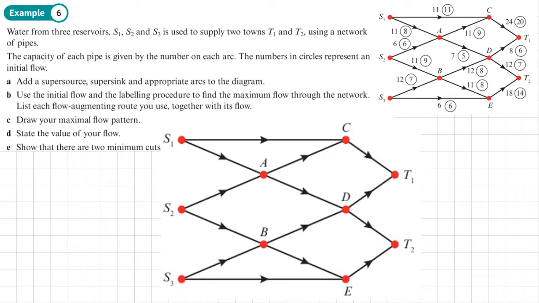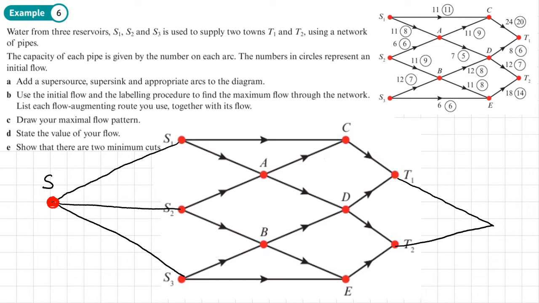So I'll start with my SUPERSOURCE here, and that's going to be S, and then my SUPERSINK at the other end, I'll label that as T. I now need to put the capacity and flow, or initial flow, along those arcs. So for the arc that goes from S to S1, I need to look at these pairs of values here, which I've highlighted at the top. So it's going to be 11 plus 11, a capacity of 22, and an initial flow of 19.